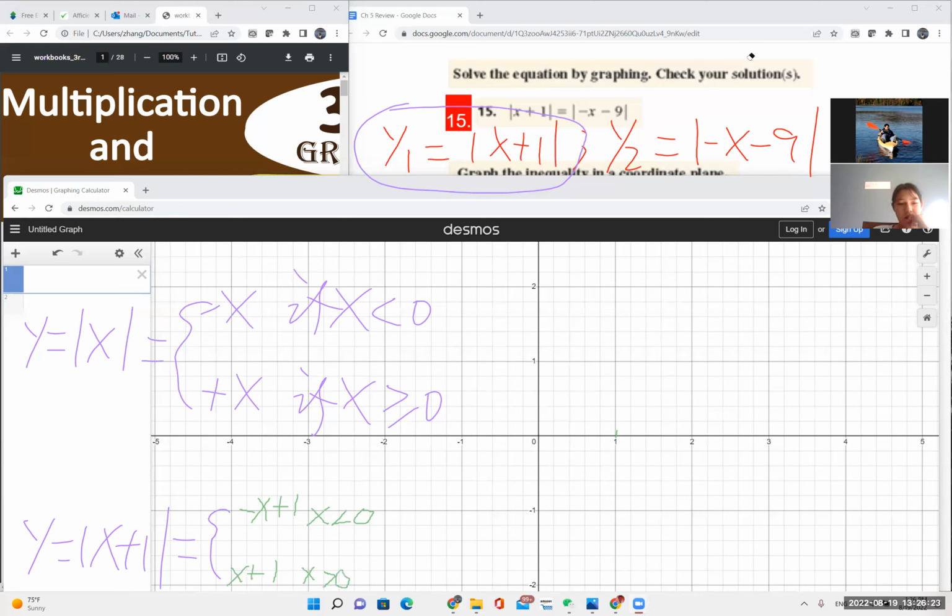No, the breakpoint is not always x greater than 0 or less than 0. What you judge is if this is positive or negative. For example, if this is negative, what does it mean? If x plus 1 is negative, write it as an inequality. Translate this sentence: the sum of x and 1 is negative. How to translate this into an inequality?